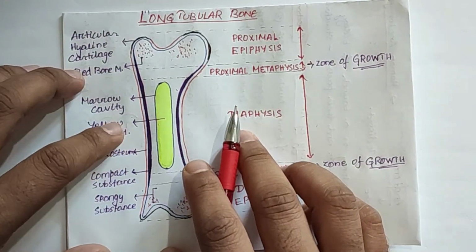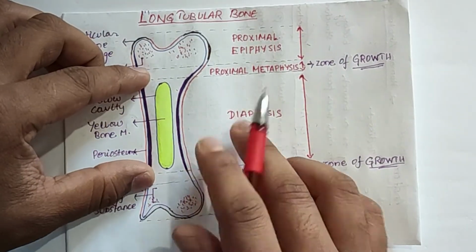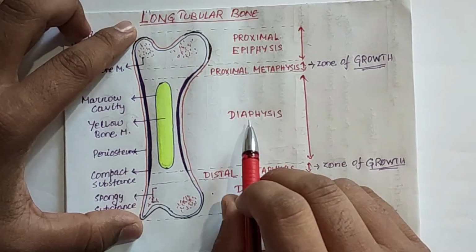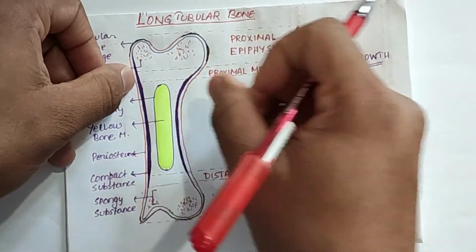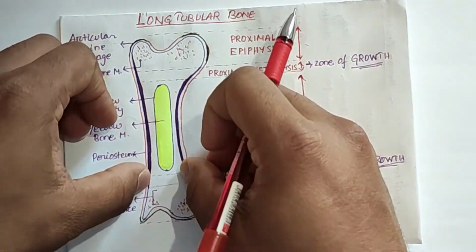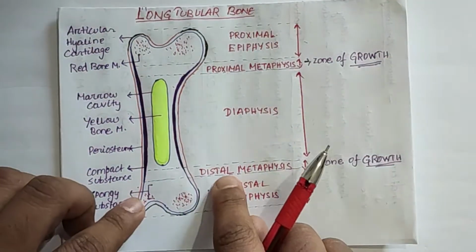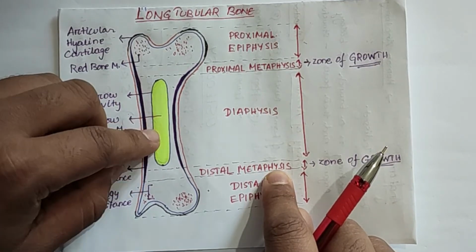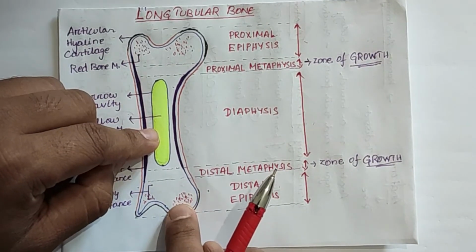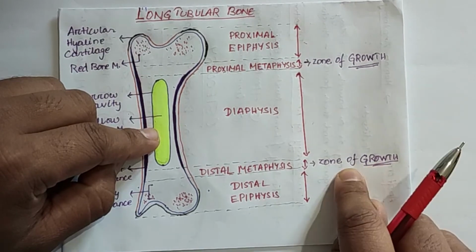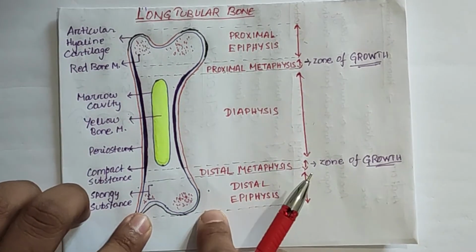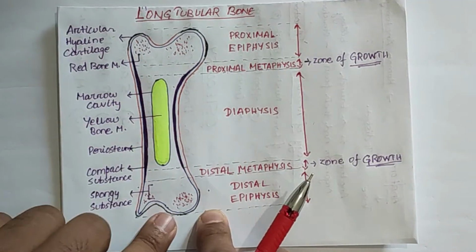Diaphysis is the main body or the shaft of the bone, and it has mostly compact bony substance. Then the distal metaphysis is the same, present in between the diaphysis and distal epiphysis. It is also the zone of growth. And the distal epiphysis is also present away from the trunk.